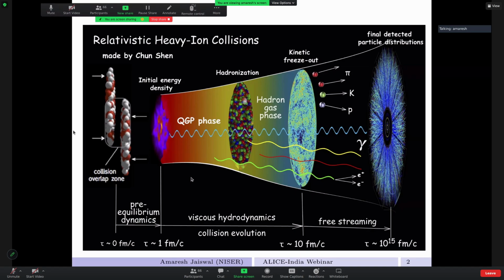Now it is more or less well established that QGP has been achieved, seen in RHIC and LHC collisions, high energy RHIC and LHC heavy ion collisions at least. And then basically the system thermalizes and squeezes out essentially, and you see hadrons in the final state. Okay.